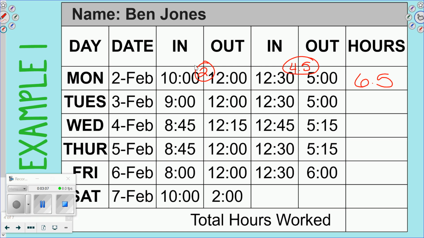Some people are going to struggle on these time sheets. That's where, when we do the project for this chapter, a lot of people will struggle. They won't calculate their time right. All right, so Tuesday, 9 to noon. That's 3 hours. Hopefully those are some easy ones there. And then from 12:30 to 5, 4.5 again. So altogether, 7.5.